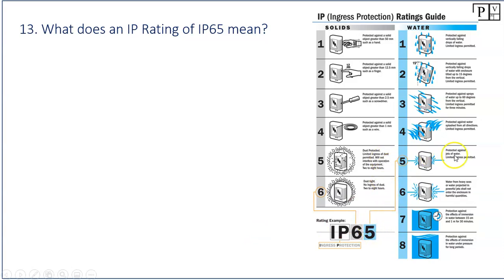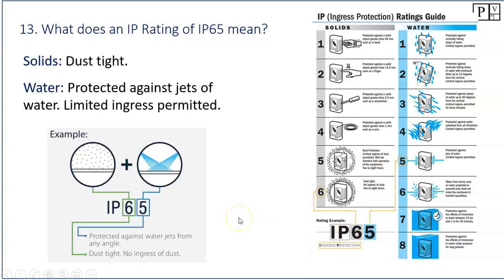Let's see. Number 5 is protected against jets of water, limited ingress permitted. So little splashes of water, no problem, right? So dump your coffee on it, probably okay. Submerge it over time, then that water is going to migrate in and short out the actual unit. So, but the ingress protection is your IP rating. The first one tells you the amount of dust that can get in there, and the second one tells you how much water can get in there.